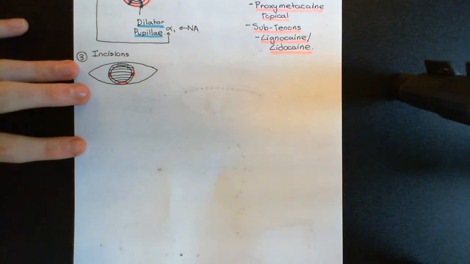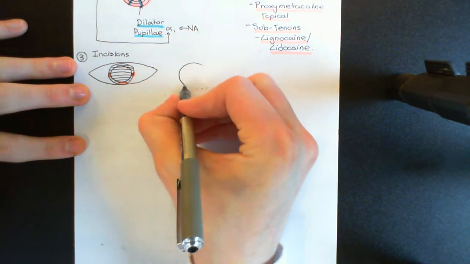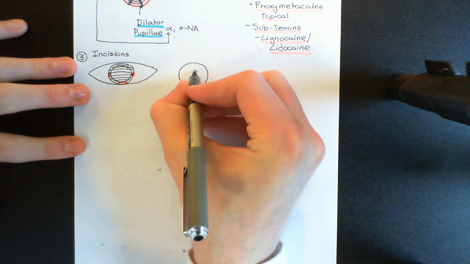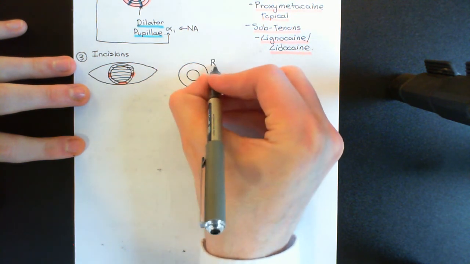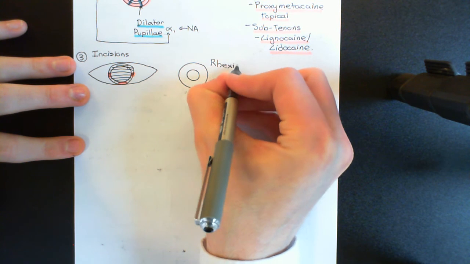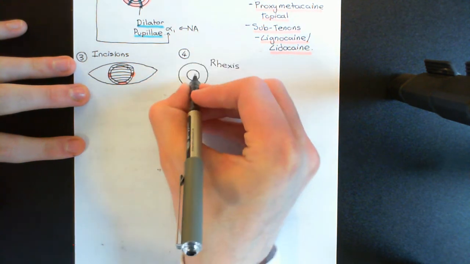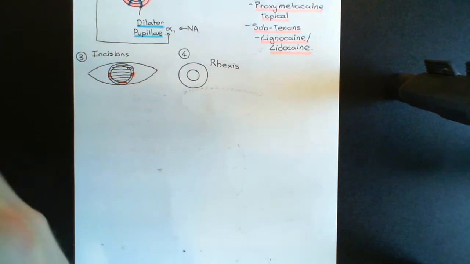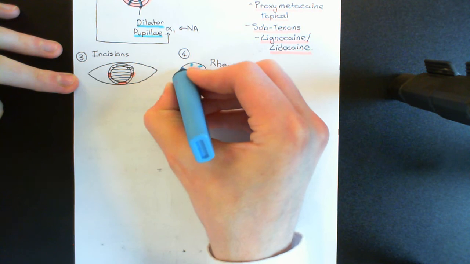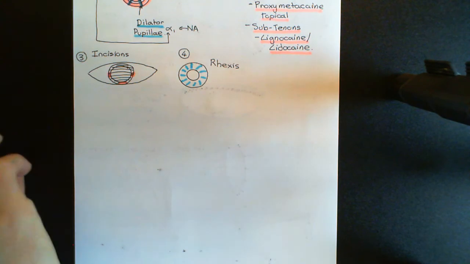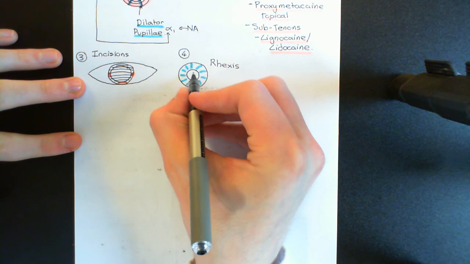So what we then do is, getting to the lens here, and I'll just draw the lens here, we make a circular incision in the anterior capsule of the lens, like so, and this is known as the rhexis. So we create the rhexis, which is a circular hole basically in the anterior capsule of the lens. So just to show you that this is indeed the anterior capsule of the lens, I'll colour it in blue again, which is the colour I previously drew the capsule of the lens in. So we've gone in, we've made a hole in the anterior capsule of the lens.